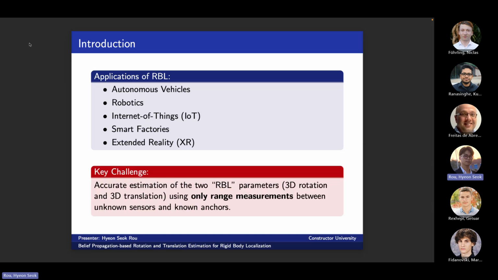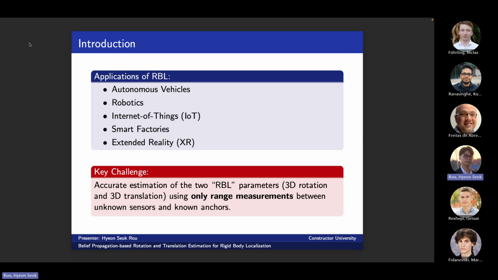The key challenge in realizing rigid body localization is the accurate estimation of the aforementioned two RBL, rigid body localization, parameters, which are the 3D rotation. So actually this corresponds to the three angles in the X, Y, Z axes, and the 3D translation, which also corresponds to three variables in the X, Y, and Z translation. So in the end, we actually have six scalar parameters, but we will denote them as two RBL parameters, which are the 3D rotation and the 3D translation.